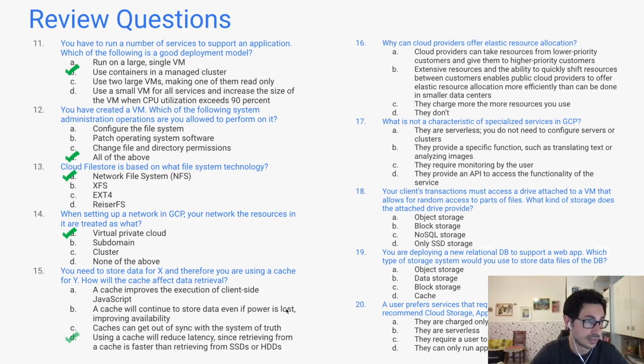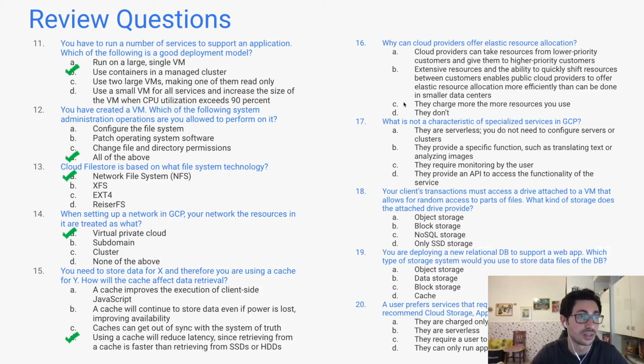So that is why it's D. Why can cloud providers offer elastic resource allocation? Cloud providers can take resources from lower priority customers. Imagine if it was the case. Absolutely not. Extensive resources and the ability to quickly shift resources between customers enables public cloud provider to offer elastic resource allocation more efficiently than can be done in smaller data center.